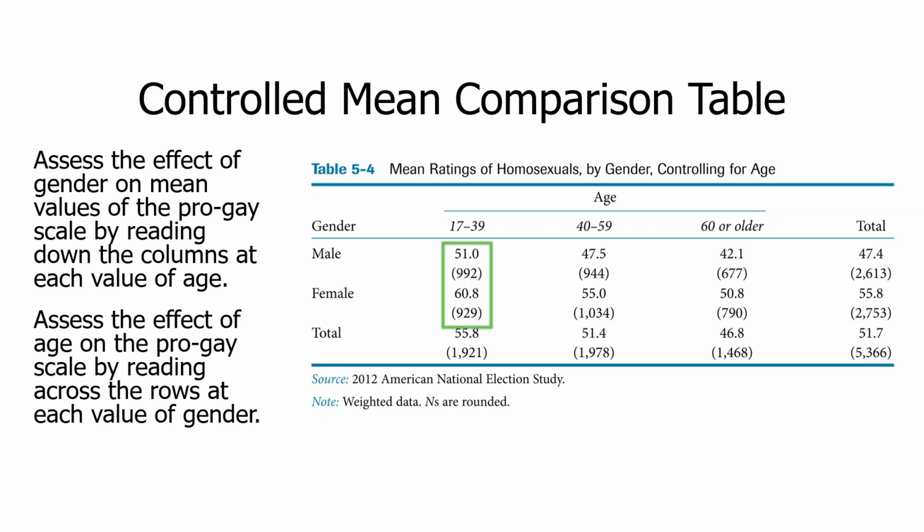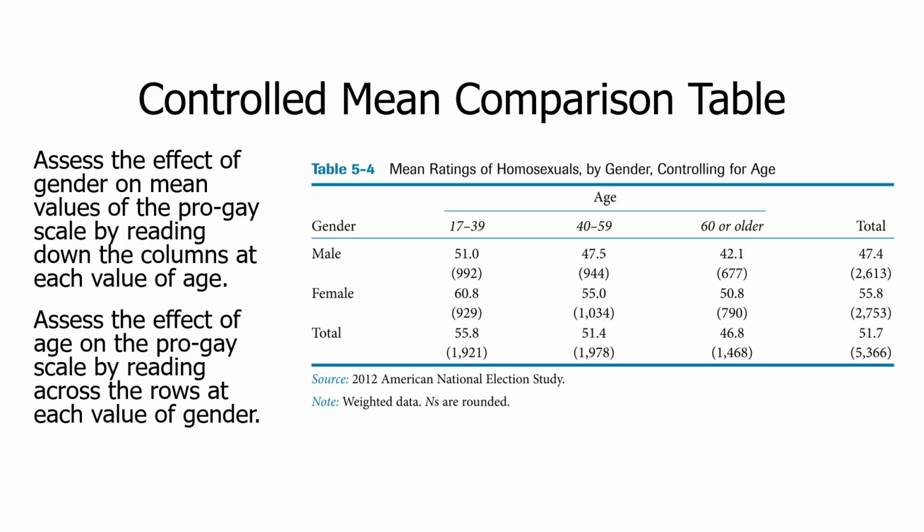Move up to the next, the middle age cohort here. These two numbers, 47.5 versus 55. Then finally to the oldest cohort, 42.1 among the oldest males. That's the rating they gave gays on average, to 50.8. That's the mean rating that the oldest cohort females gave. So we assess the effect of the independent variable by reading down the columns. We would assess the controlled effect of the control variable here, age, by reading across columns.